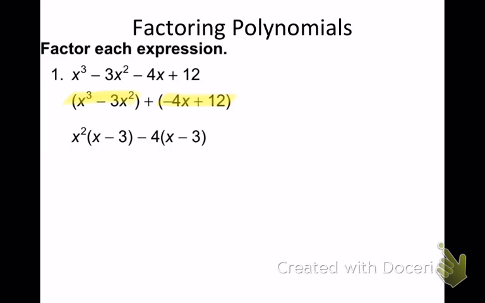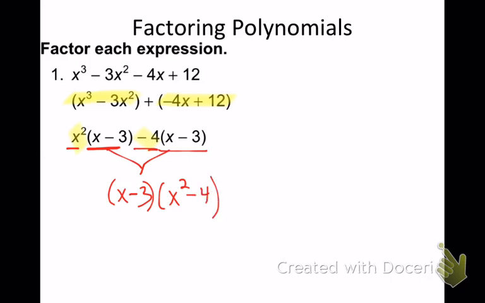Now, what comes out of the left side? An x squared. An x squared comes out of both of those. Does everybody see that? What comes out of the right side? A negative 4. Which leaves me with x minus 3 and x minus 3. Notice, do you see how those are the same? They have to be the same there. So now I'm going to bring those two down to give me x minus 3. And then my leftover parts come down after that. So I get x squared minus 4. So it's x minus 3 and x squared minus 4.